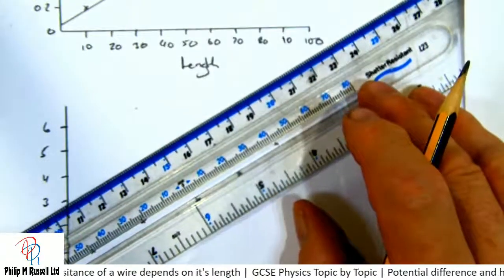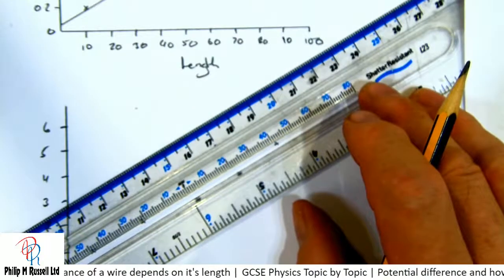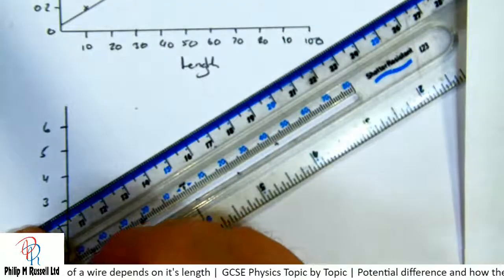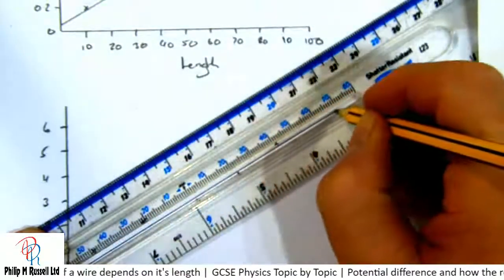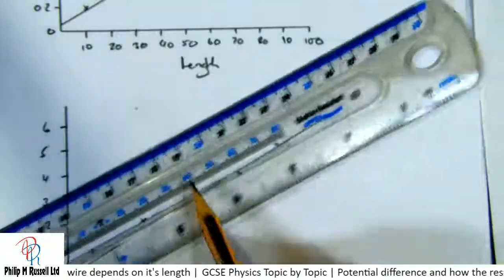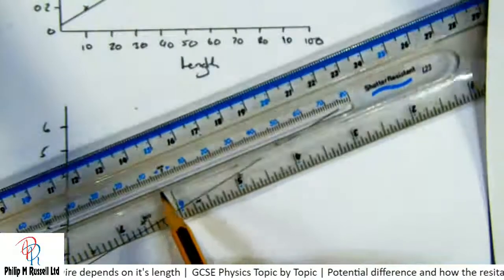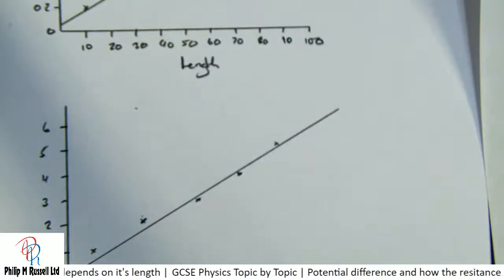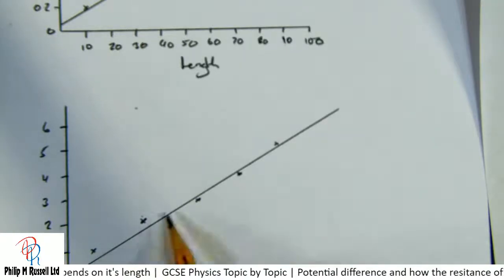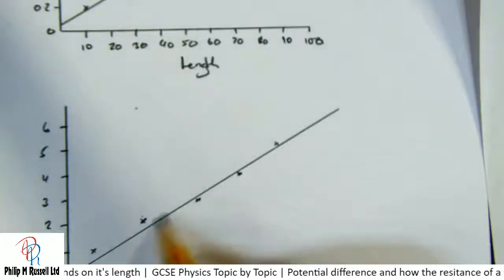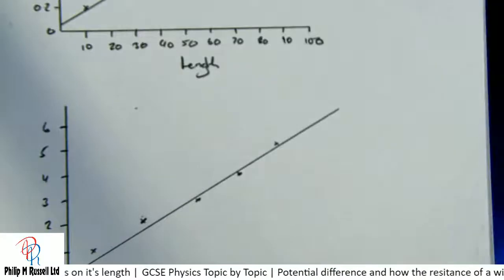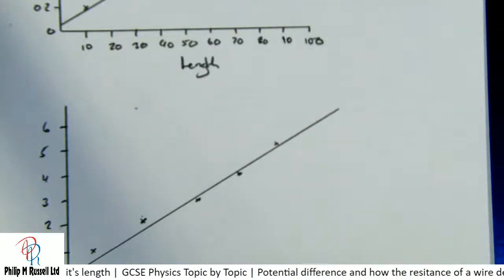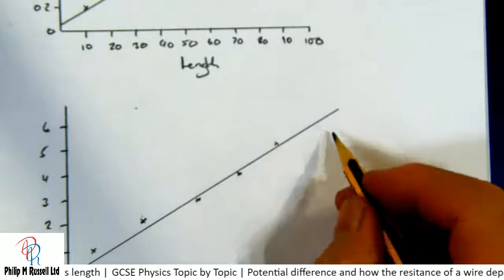And I'm going to use my best fit here, which is going to be something like about this. This part of the ruler is actually quite good for doing best fits. You can buy best fit rulers and they work really quite well. And we've got an approximation here for a straight line. I've done the experiment very quickly.